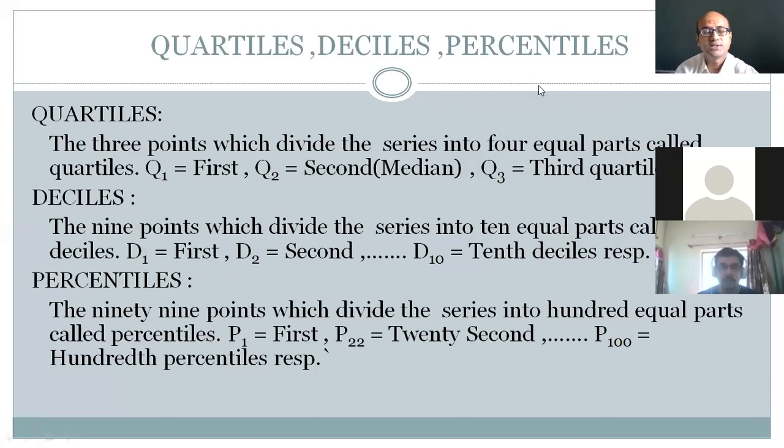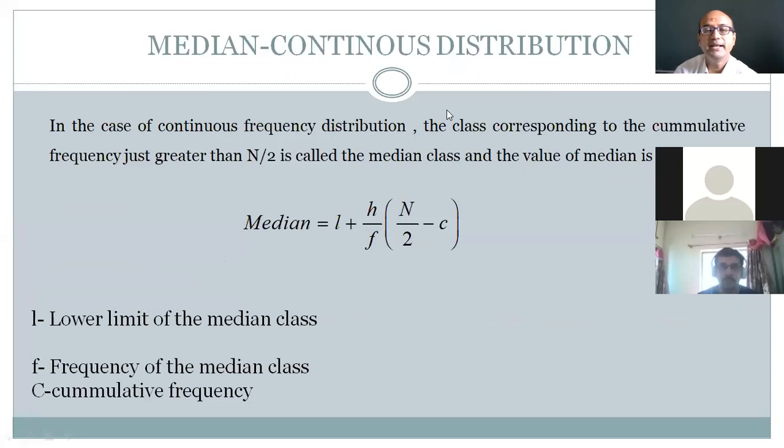Quartiles, deciles, percentiles, these are somewhat related to the median part. The formula for median is, just listen to the median. Here median is equal to L plus H by F into N by 2 minus C for median.